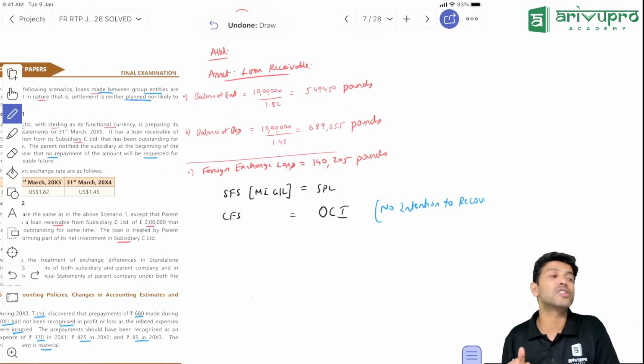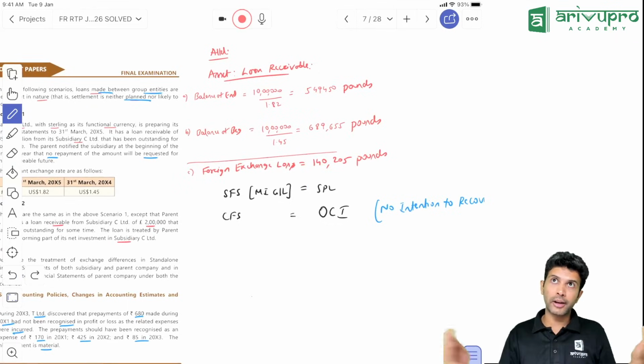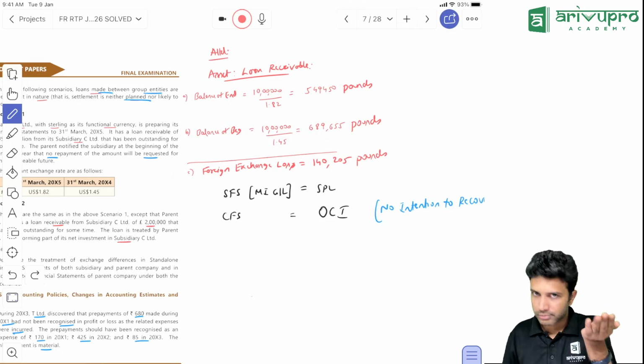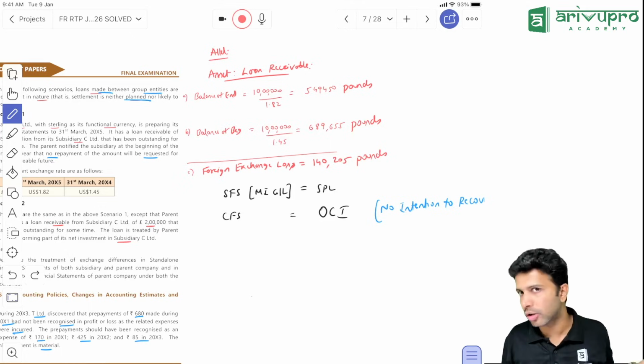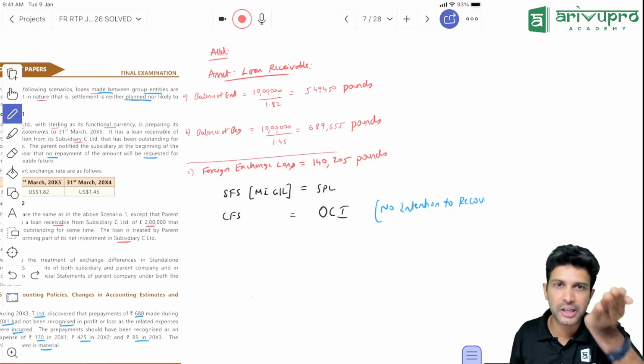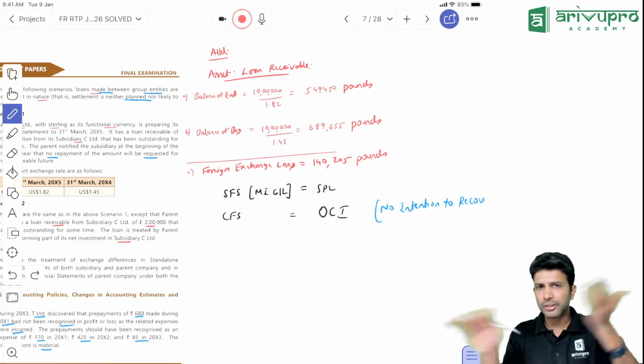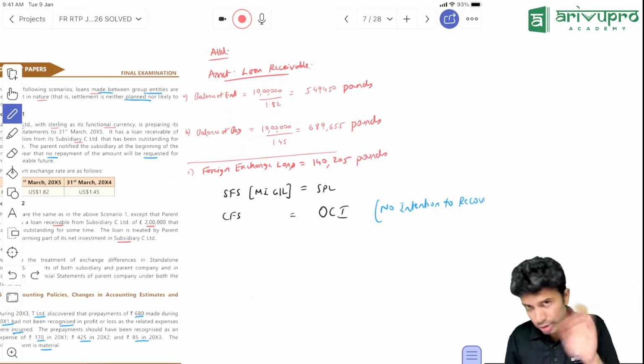What will happen in the consolidated financial statements? In consolidated it will get cancelled, no sir? Yeah. Loan given is an asset for one entity. Let's say the parent has given a loan to the subsidiary. So for the parent it's a financial asset, loan given. For the subsidiary, it's a financial liability, loan taken. So it's a mutual owing. It should ideally get cancelled.